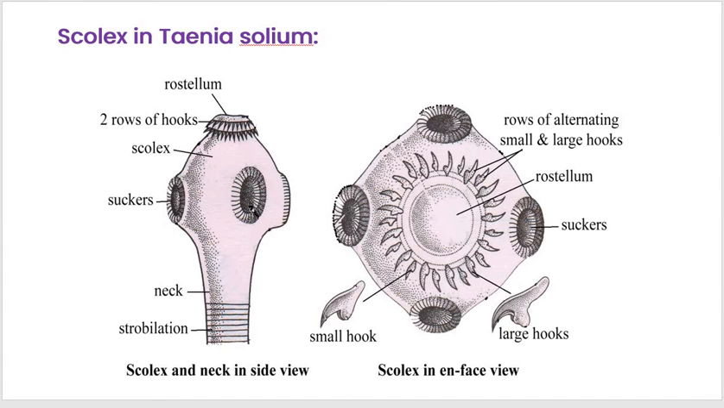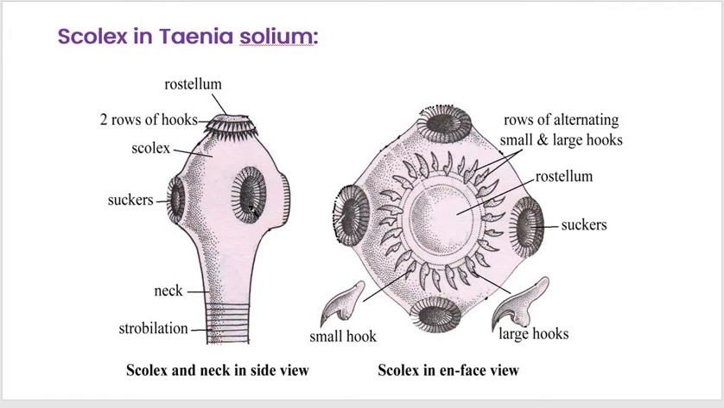Now here you can see these are the curved chitinous hooks. The hooks at the anterior circle are larger in size as compared to the hooks present at the posterior side. So in the anterior circle the hooks are larger, and those at the posterior are smaller. Now each hook has a base for attachment, a blunt projection or handle, and a blade. Now we can see this in the diagram.